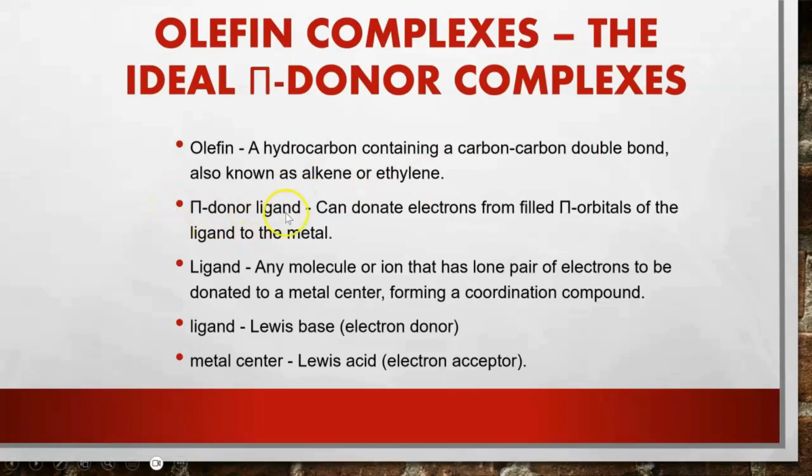The definition of a pi donor ligand is any compound or ligand that can donate electrons from a filled pi orbital of the ligand to the metal. A ligand is any molecule or ion that has a lone pair of electrons to be donated to a metal center to form a coordination compound. A ligand can be said to be a Lewis base, while the metal center is a Lewis acid. Lewis base means it donates electrons, while Lewis acid means it accepts electrons.